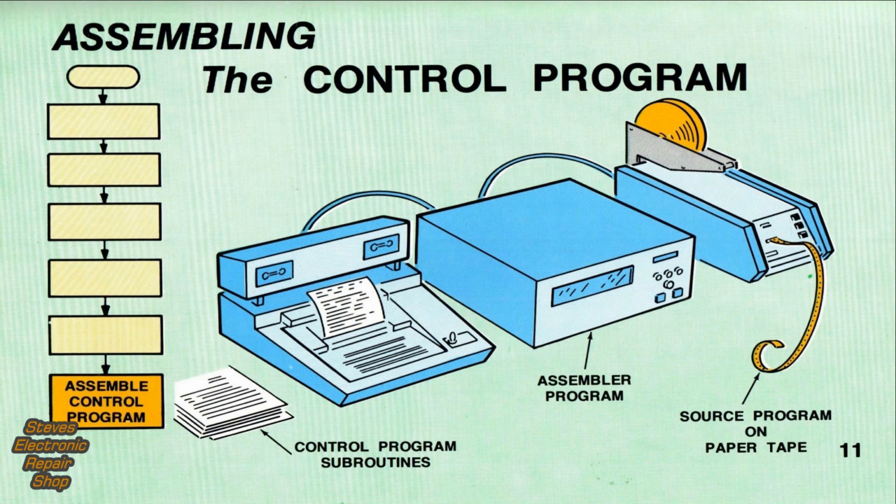Frame 11. Now we're ready to assemble the subprograms to form the main control program. Since the subprograms are written in assembly language, they must be loaded into the computer that contains an assembler program. The assembly process combines the subprograms forming the control program. Then the program is edited and debugged. Finally, the source program is produced, in this case on paper tape.